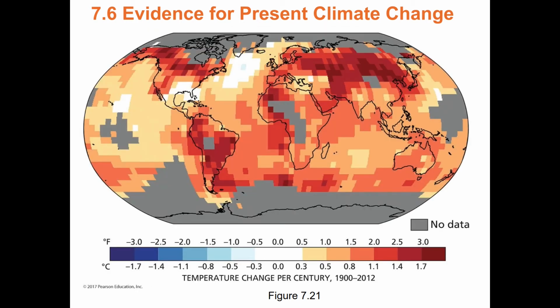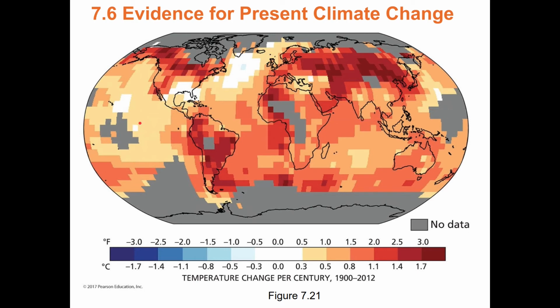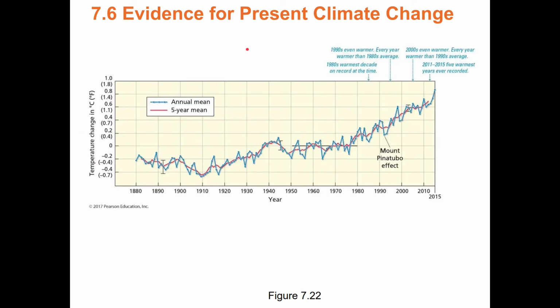Here is a grid version of the animation I showed you earlier. Temperature change per century from 1900 up to 2012. You can see much more warming at higher latitudes than at lower latitudes. And that big blob of cold water coming off of Greenland.